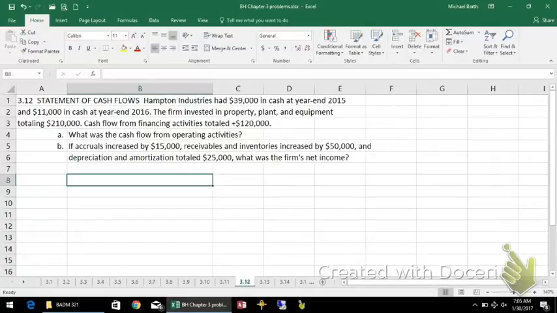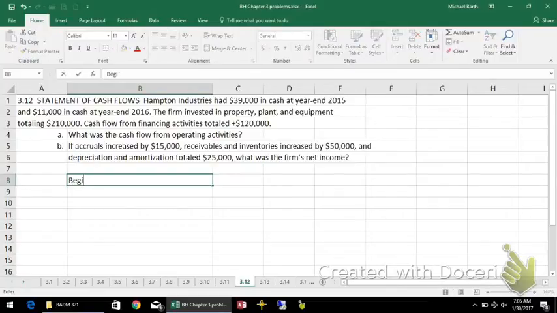This is problem 3.12 from Chapter 3, Brigham and Houston, Fundamentals of Financial Management, Concise 9th edition. And we're solving for components of a statement of cash flows. So the firm had $39,000 in cash at the end of year 2015, $11,000 in cash at the end of year 2016. Then we're told that they invested in property, plant, and equipment, and that cash flow from financing activities was $120,000. What was the cash flow from operating activities?